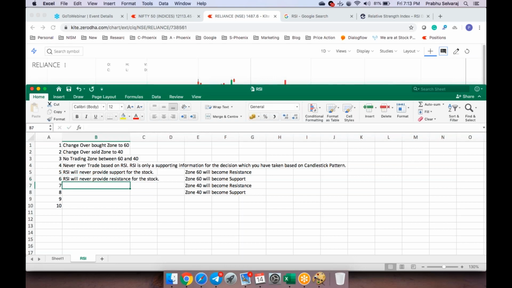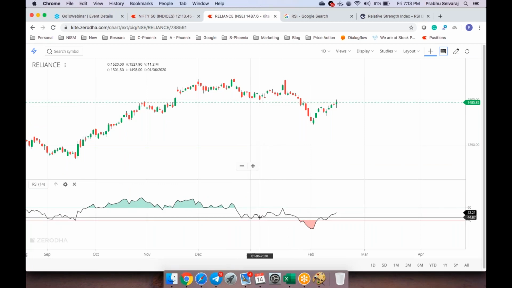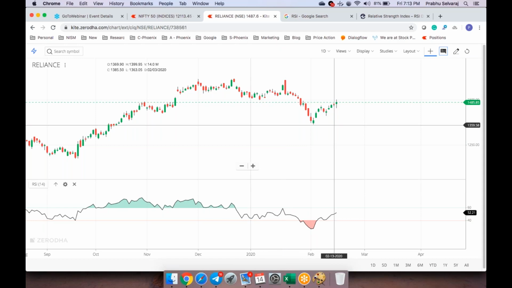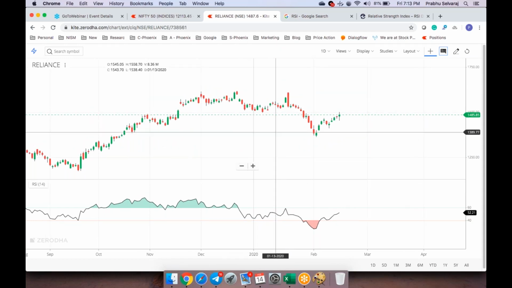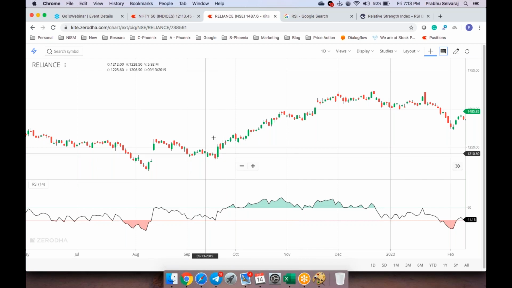But while learning, we will say that RSI is hitting resistance at 60. RSI is taking resistance at 60, but it is not providing resistance for the stock. There's a difference between both, right? Here RSI took support from 40. It does not mean that RSI is providing support for the stock. So you should not get confused about whether you can short at resistance or buy at support. No, you cannot come and ask RSI. You always have to ask the candlestick pattern.